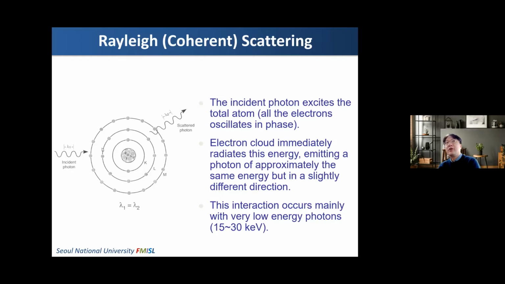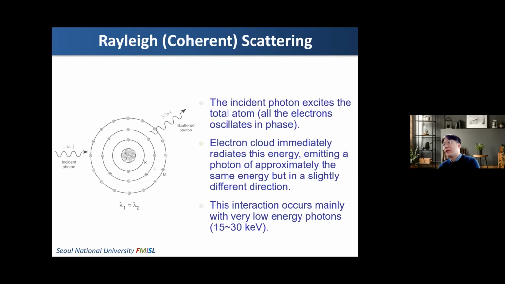But if you compare the wavelengths of the incident and scattered photons, their wavelengths are the same as described here. As you know, the energy of the photons, of an electromagnetic wave, is determined by its wavelength or frequency. So because they have the same wavelength, they have the same energy.